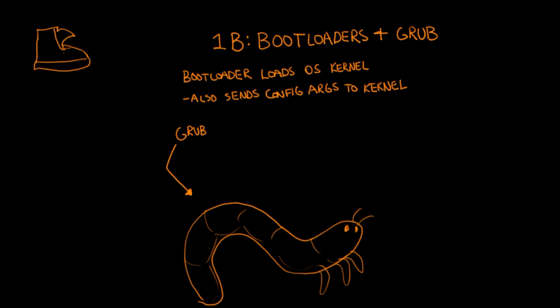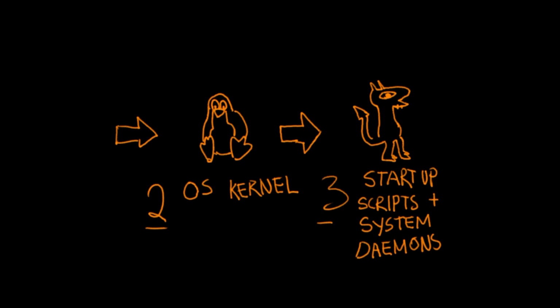As for GRUB specifics, you can edit GRUB's configs using the config file called grub.cfg. GRUB also has its own command line that allows you to edit these config entries at boot time using commands. If you press C while on the GRUB screen, this will be opened. After this stage, the OS kernel will be loaded, and that will load up the startup scripts and system daemons.